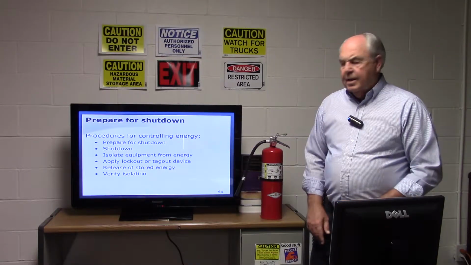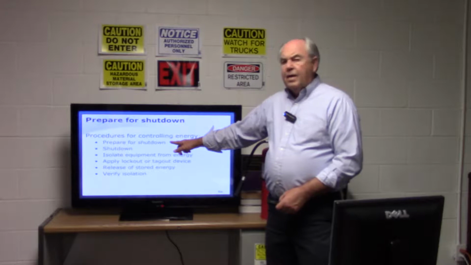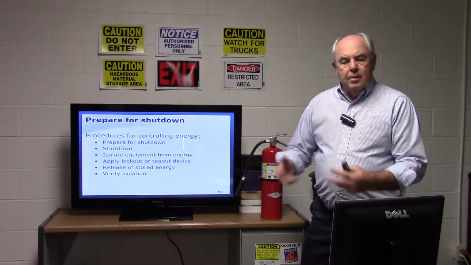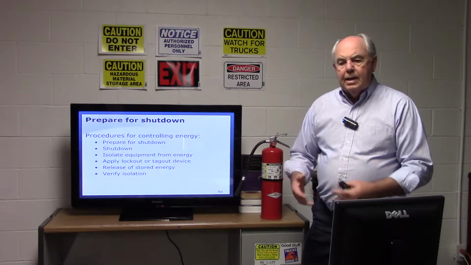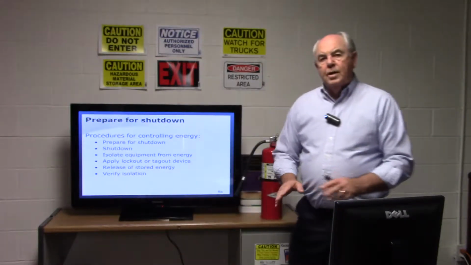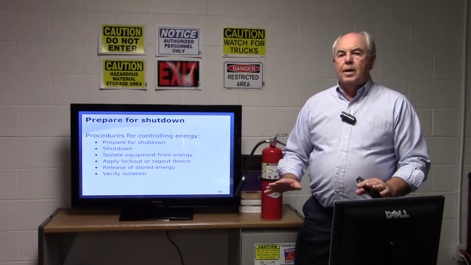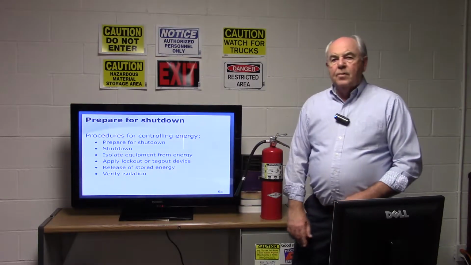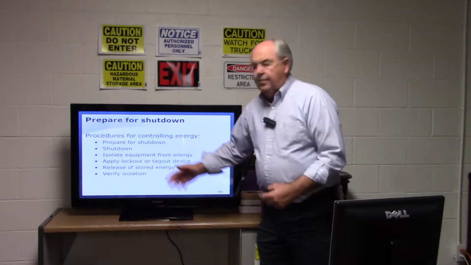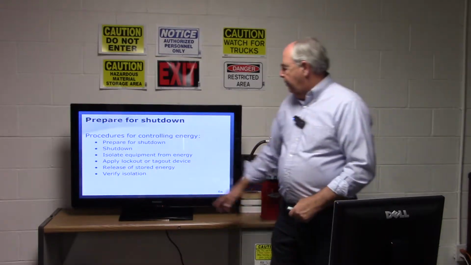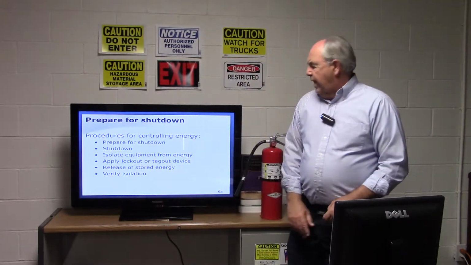Procedures for controlling the energy. Prepare for the shutdown. Obviously, there's some preparation we need to do. Do we need to bring in parts? Do we need to bring in cleaning? Do we need to whatever? Then we'll look at the shutdown. We'll go through shutdown during normal shutdown procedures, whatever they normally are. Then we isolate the equipment from the energy. Disconnects, valves, whatever it might be, start shutting them down. Apply the lockout or tagout devices.